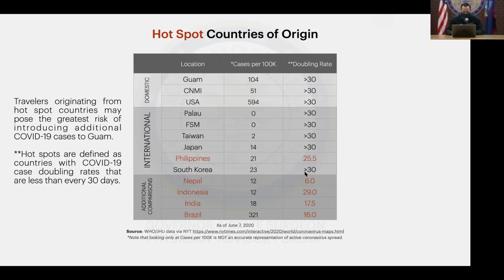And of course, South Korea is another country of origin that lands directly into Guam. As we can see, their doubling rate is greater than 30. For comparison, Nepal is 6, which is a very fast doubling rate. So it's represented here. Brazil has been talked about as the epicenter of the coronavirus and COVID-19 in the world right now, and their doubling rate is 16.